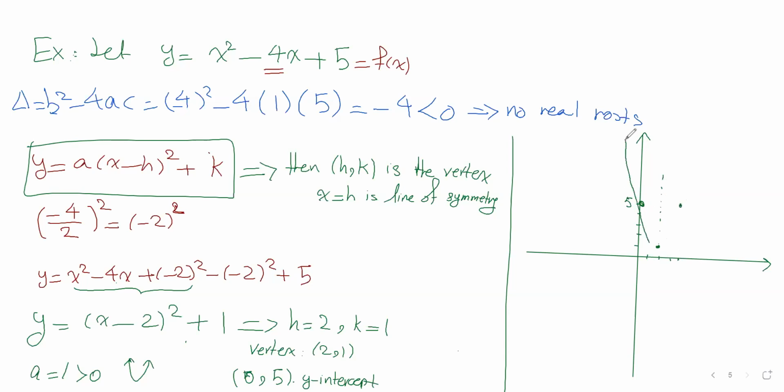So you can draw a nice parabola passing through this point and this point, and this is my parabola. As you can see, it never intersects my x-axis because it has no roots.